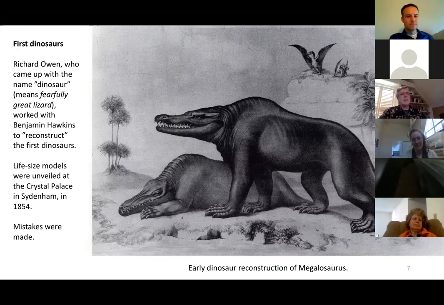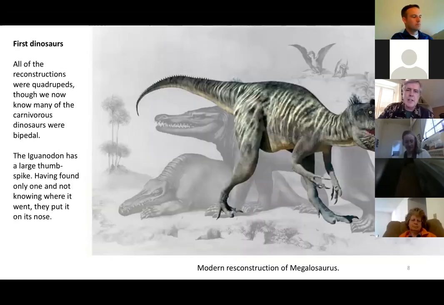They, of course, tried to figure out how to put them together. They only had a few bones and a few teeth, and so mistakes were made. And this is one of the original depictions of the Megalosaurus, and here is a modern reconstruction of the Megalosaurus. And you can see they're quite different. In addition, the Iguanodon has a spike on each hand called a thumb spike, and they only found one. They didn't know what it was, so they put it on his nose.